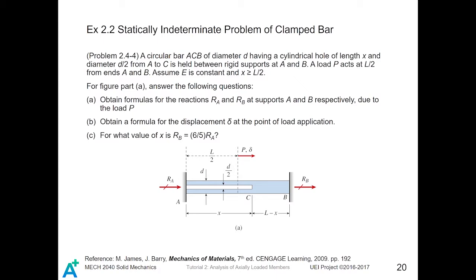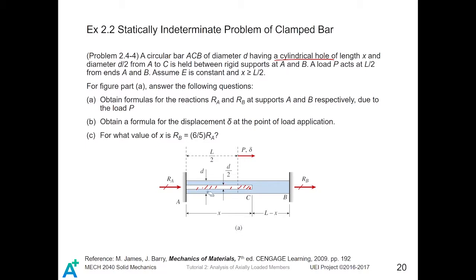Next, I'm going to discuss a statically indeterminate problem of the clamped bar. A circular bar ACB of diameter d has a cylindrical hole of length x and diameter 1/2 of d from A to C. So this is the hole from A to C. It is held between two rigid supports at A and B. A load P is acting in the middle to the right hand side.